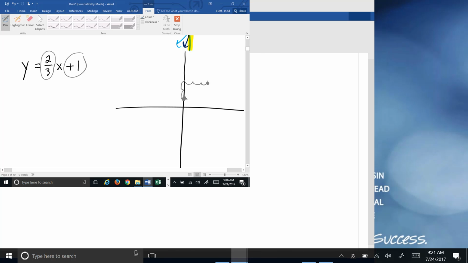Now I could keep doing that if I want to find more points. I can go up 1, 2, over 1, 2, 3. There's more points on the line. Some people are comfortable drawing the line through just 2 points. Others want a third or fourth point there to keep going with it.